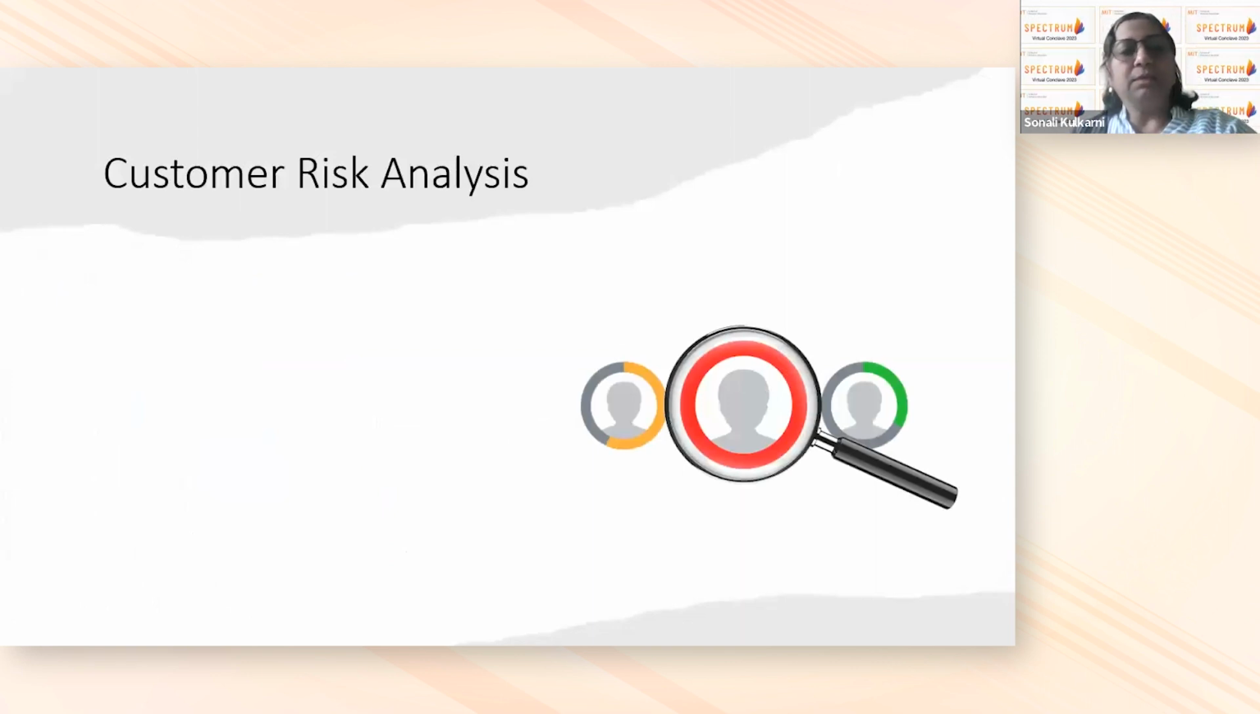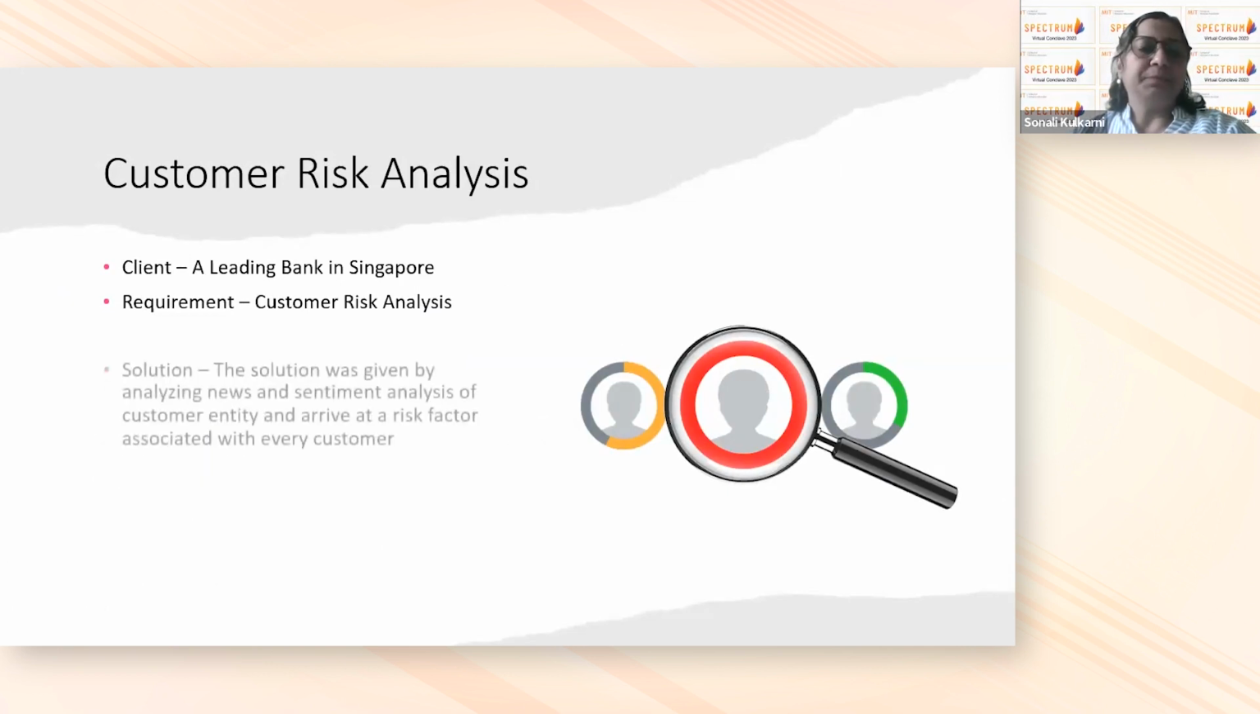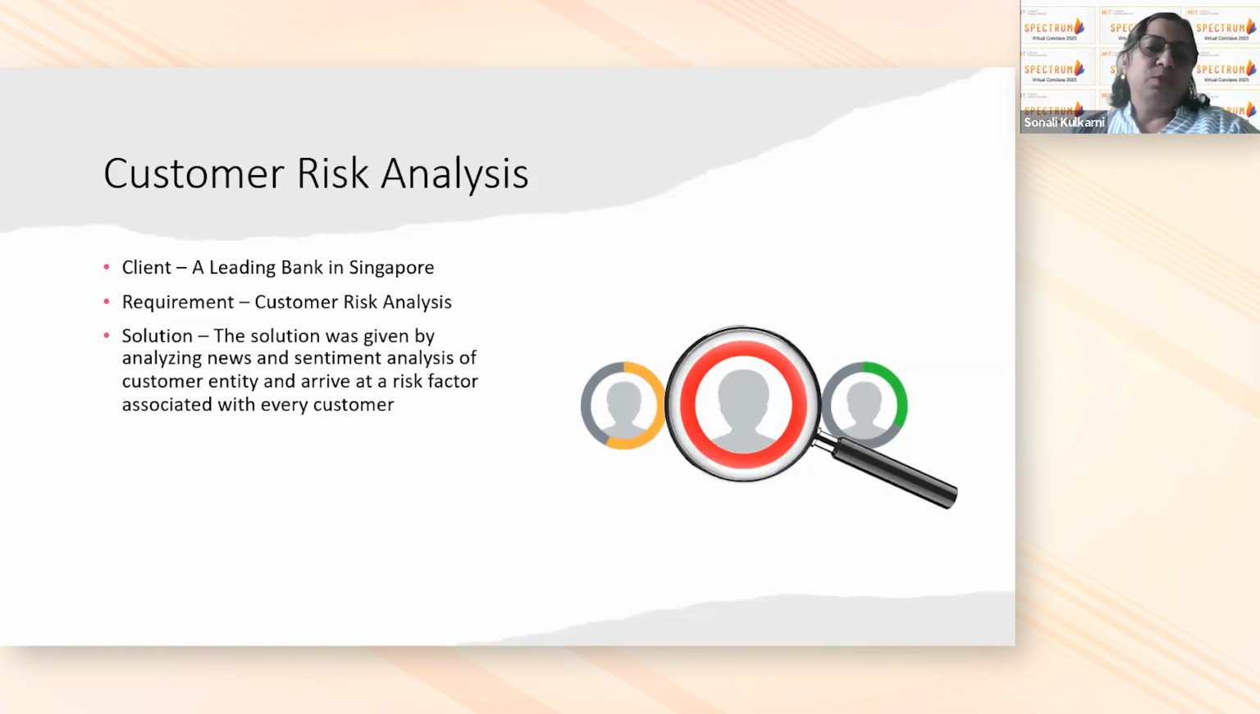Another use case is customer risk analysis. This was something that we have done for a leading bank in Singapore. The requirement typically was customer risk analysis and predicting any kind of fraud because of a customer who is at risk. So identifying anomalies, basically. The solution was given by analyzing news and sentiment analysis of the customer entity and arriving at a risk factor associated with every customer. That was basically the focus area for this specific use case.